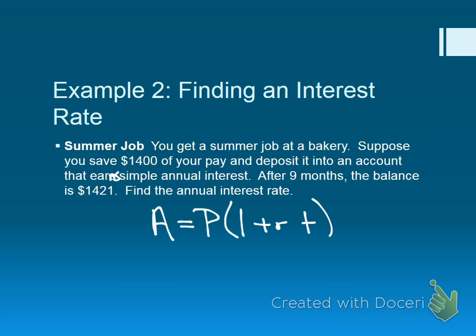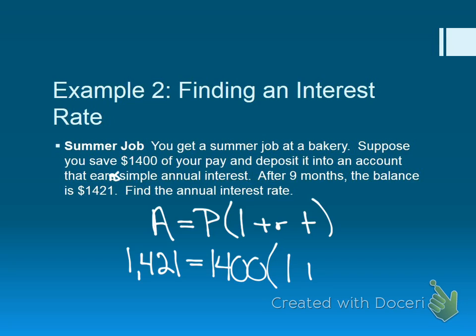So now I have to plug in the numbers where they go in the formula. So what would I plug in for, let's start with P. What would I plug in for my principal? Your principal amount that you are investing. Now, what did we say A was again? A is the balance. What was my final balance? 1,421. 1,421 equals 1,400.